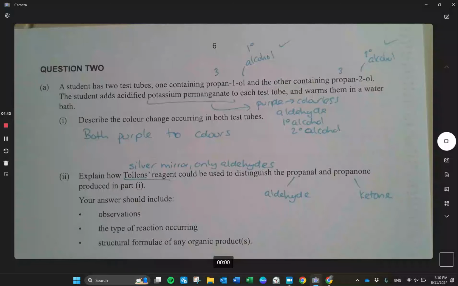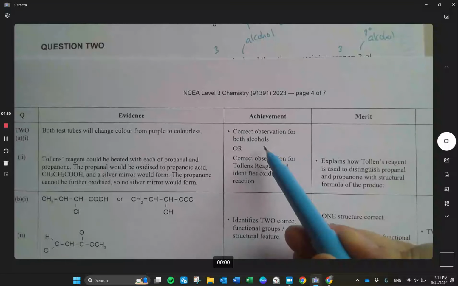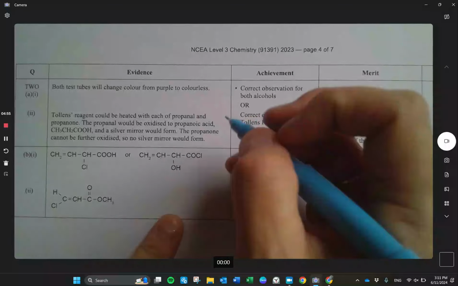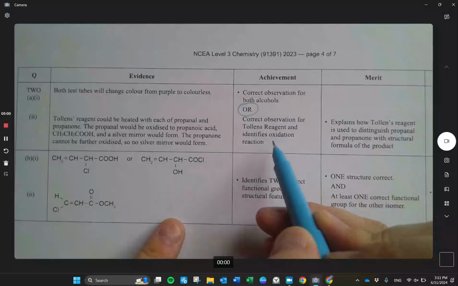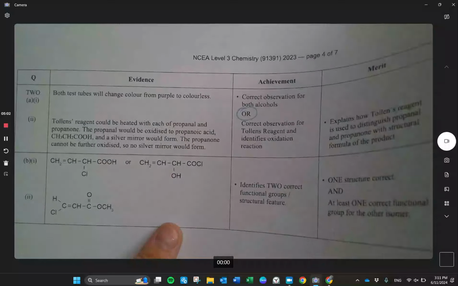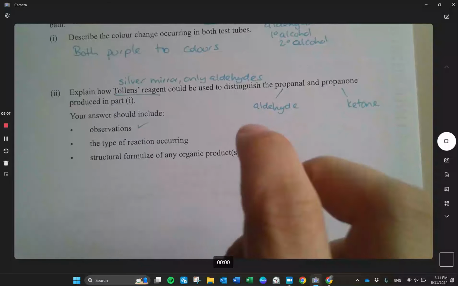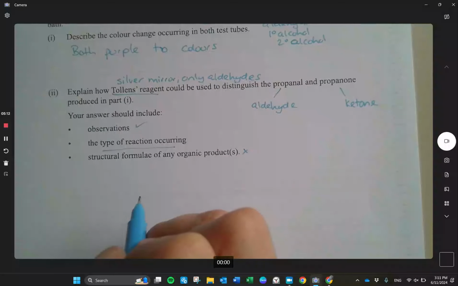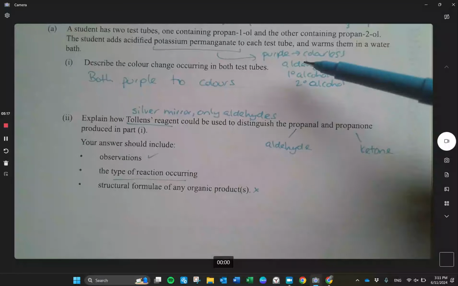Okay, so when we look at our marking schedule here, you see for the achieved, correct observations for both alcohols, which are for colorless, and then it says or, so there's an or option here. You just got to do it once. Correct observations for Tollens' reagent identifies oxidation reaction, which is something we forgot to do. So we got our observations. We didn't talk about any of our products, but that's okay. Type of reaction we forgot to answer. If I'm going from an alcohol to an aldehyde, that is oxidation. So we just got to memorize those ones, unfortunately.